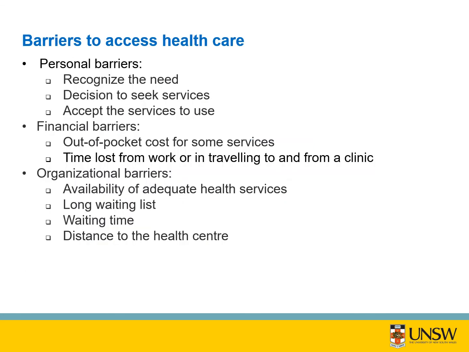In general, there are three types of barriers to access healthcare: personal barriers, financial barriers, and organizational barriers. Personal barriers include recognizing the need, deciding to seek services, and accepting the services to use. The financial barriers include out-of-pocket cost for some services, and time lost from work or in traveling to and from a clinic, while the organizational barriers include availability of adequate health services, long waiting lists, waiting time, as well as distance to the health center.